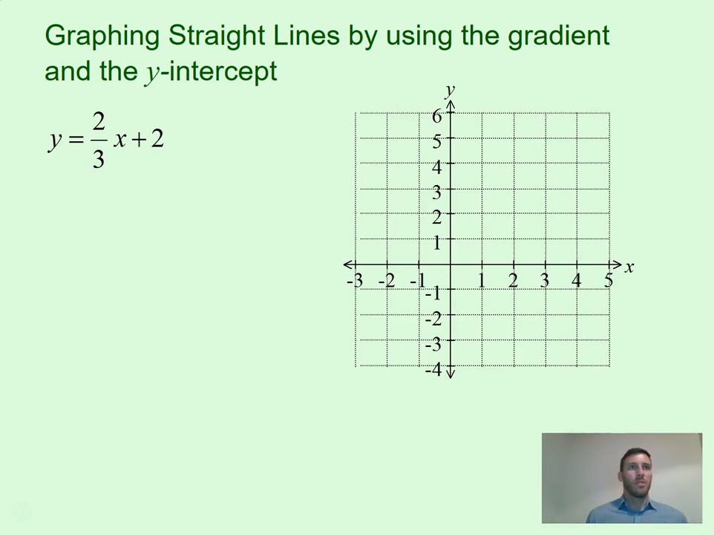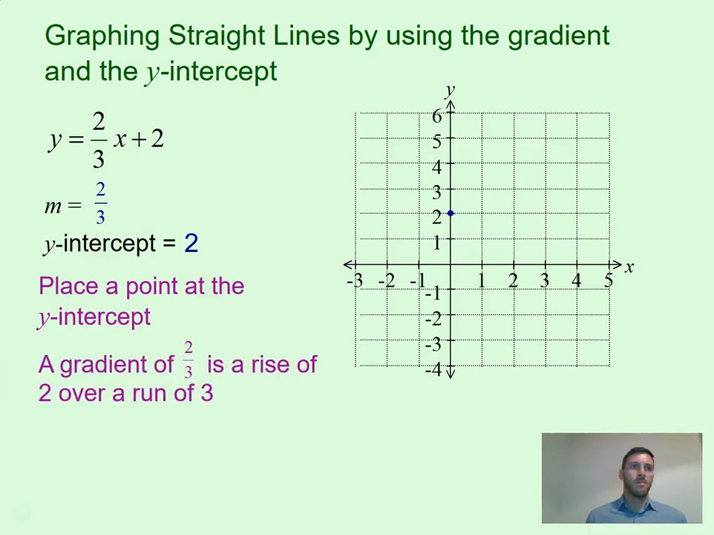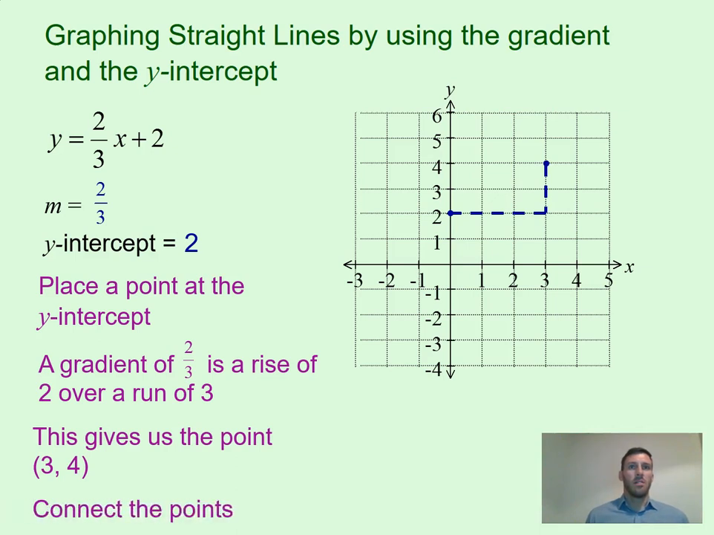This one here, we've got the gradient-intercept form again. The gradient this time is 2 on 3. Don't forget, a slope or gradient of 2 on 3 is rise over run. So the top value is your rise and the bottom value is your run. The y-intercept is 2. So you place a point at 2 on the y-axis. And a gradient of 2 on 3 is a rise of 2 and a run of 3, like I said. So you plot your run and then your rise, and you draw your point and you connect the line.